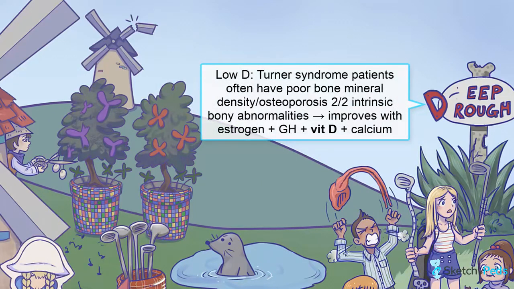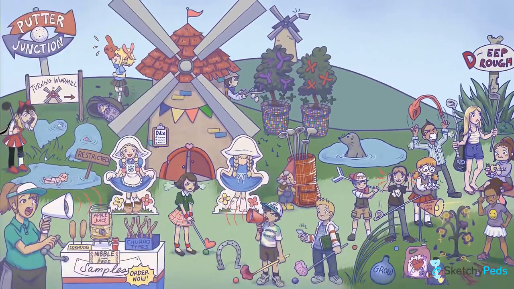25-hydroxyvitamin D levels should be checked every 2 to 3 years, starting in late childhood, 9 to 11 years of age. Regular DEXA scans should be started in late adolescence or early adulthood. Alright, just a few more words on the transition to adult care.